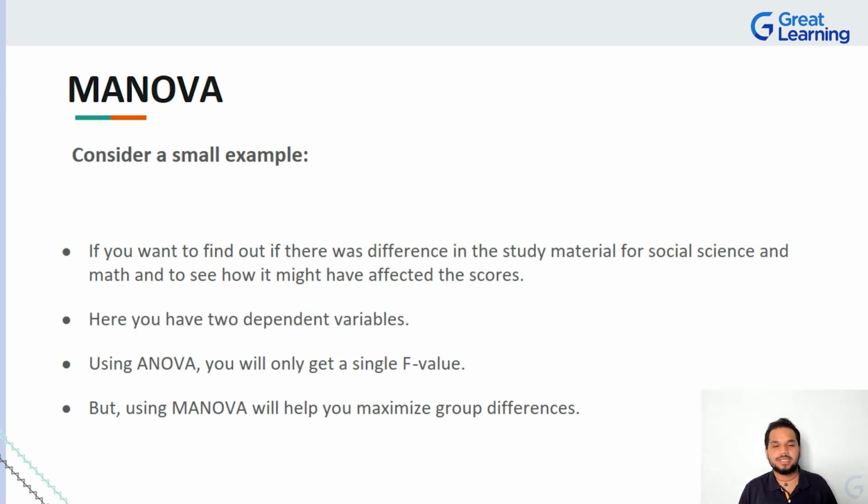Now, if you're a person who wants to find out the difference in the scores to see if your study material has any importance, what will you be after? You'll try to prove that there is maximum difference, or you'll try to find out what the difference is, right? So your goal is to maximize these group differences. ANOVA will not help you do that because it will give you one F value, but using MANOVA will do just that, right? So you know now everything from one-way ANOVA, two-way ANOVA, MANOVA, and a lot more.